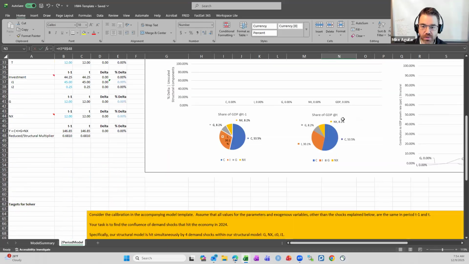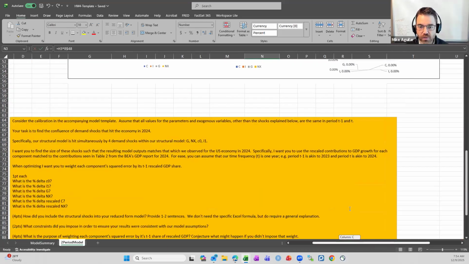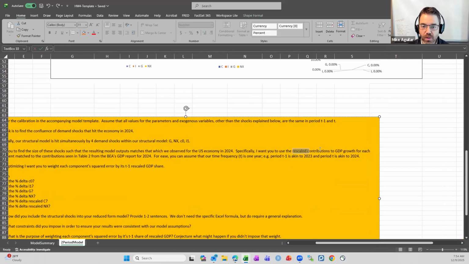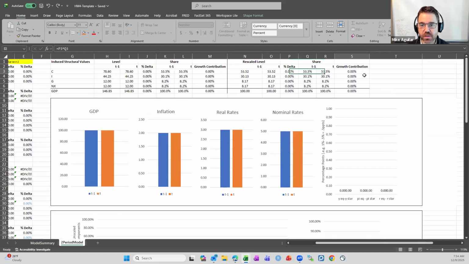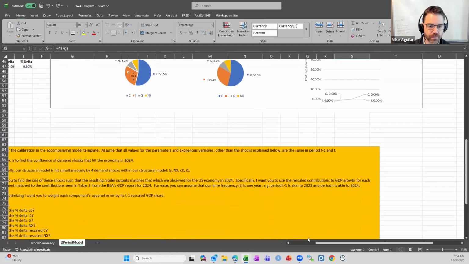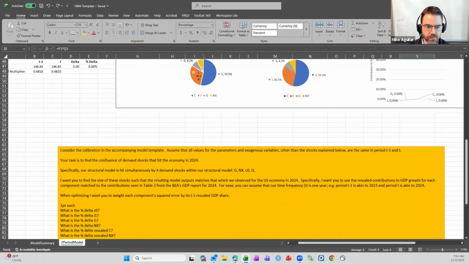Okay, go back down to the question. Why did I go through that process? Because the question's asking you for the contributions. Which contributions? The rescale that I just showed you. So that means that what we're trying to do is set these things here to be targets. Okay, so I want to make those move until it matches something. It matches what? Table 2 from the BEA's GDP report.